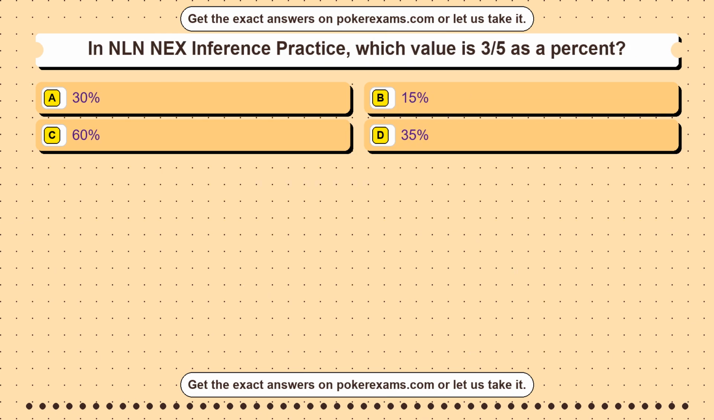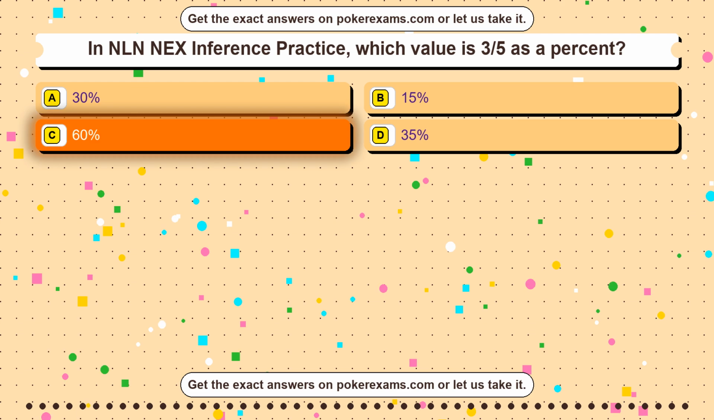Question 23. In GED graphs and data practice, which conclusion is strongest after reading a data table? Option A, one using no labels. Option B, one ignoring units. Option C, one supported by the numbers. Option D, one based on a guess. The correct answer is option C.